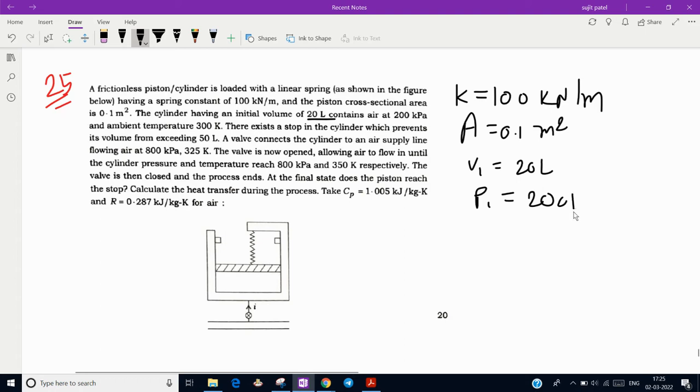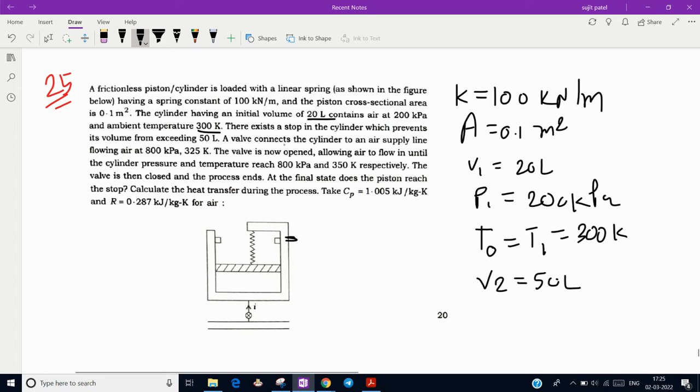The initial pressure is 200 kilopascal, and the ambient temperature is 300 Kelvin. That means the ambient temperature, which is also the initial temperature, is 300 Kelvin. A valve is connected, and there exists a stopper. The stopper prevents the volume from exceeding 50 liter. That means the final volume V2 will be 50 liter.